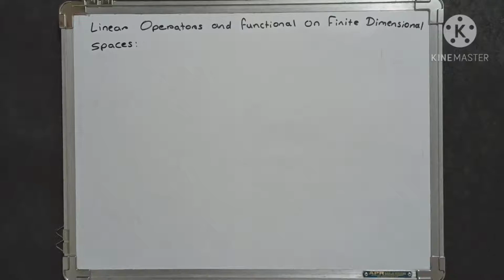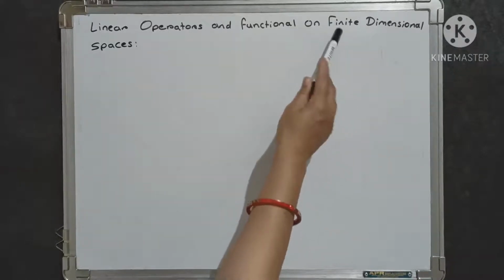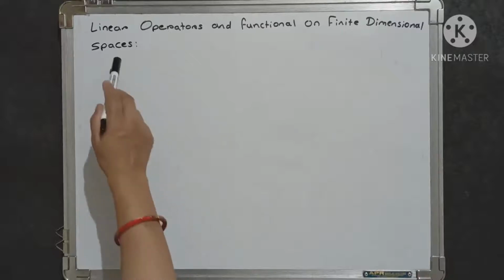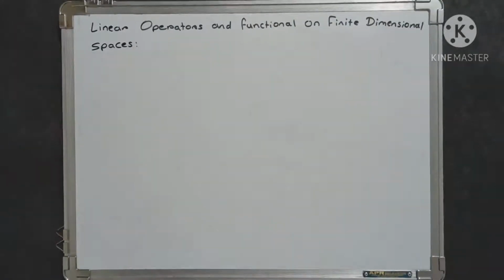Today in our lecture we see the topic linear operators and functionals on finite dimensional spaces. In the first part we see linear operators on finite dimensional spaces, and in the second part we see functionals, that is linear functionals on finite dimensional spaces. So we consider in this topic vector spaces which are finite dimensional, and on those vector spaces we see the linear operators. Actually we show that linear operators on finite dimensional vector spaces can be represented in terms of matrices.